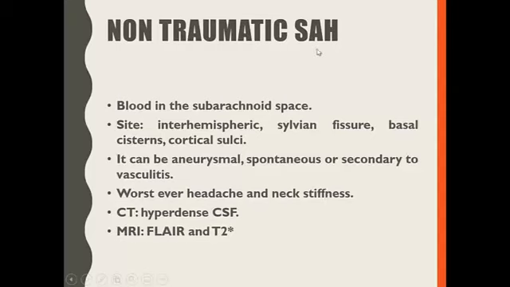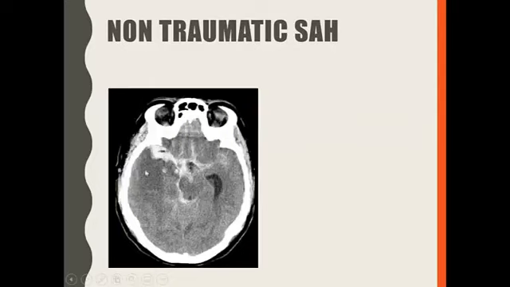How to see blood in the subarachnoid space? It will appear as hyperdense on CT, and on MRI you need to do FLAIR image or T2 star image, and it will be bright signal on FLAIR and low signal on T2 star. Here is a non-contrast CT. You can see a hyperdense material which is seen filling the basal cistern, suprasellar cistern, interpeduncular cistern, ambient and quadrigeminal cisterns, and also extending to the sylvian fissure.